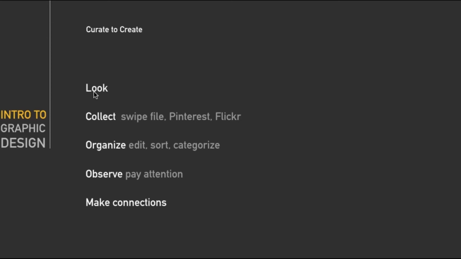Curating in order to create involves looking at things, paying attention to what you're seeing and why it's created that way, what was its purpose, and then you collect. You can screen capture, bookmark, and download things and put them into a swipe file or post them to your Pinterest page. And of course, you would have to organize, sort things, categorize, tag, title, whatever you need to do, and then keep them around so that when you go looking for inspiration, you'll have your own swipe file to work with. And then you can start making connections.